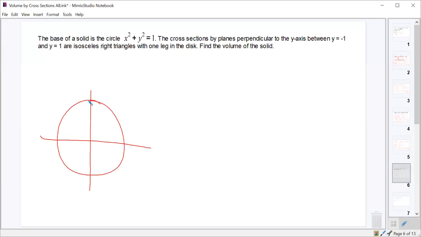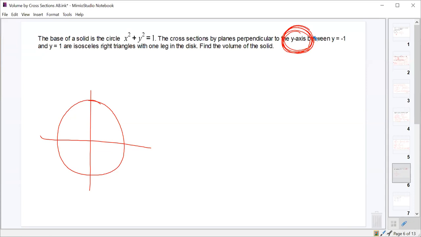Here is our circle. x squared plus y squared is less than or equal to 1. So it's this disk, right? This circle here. This is the base of our solid. The cross sections, which are perpendicular to the y-axis, so it's different this time. Cross sections are perpendicular to the y-axis. Are isosceles right triangles with one leg in the disk.